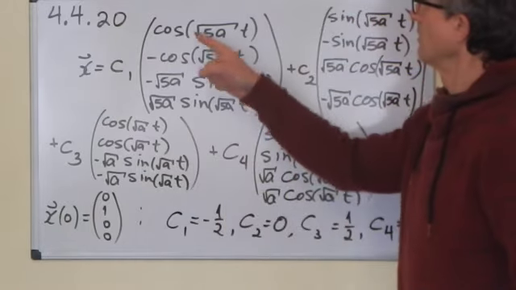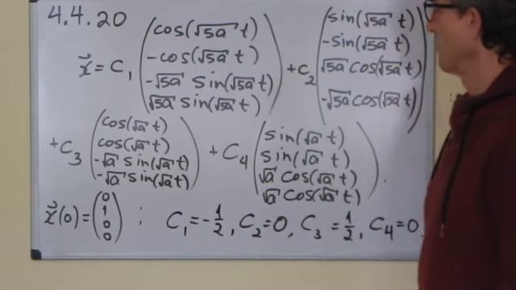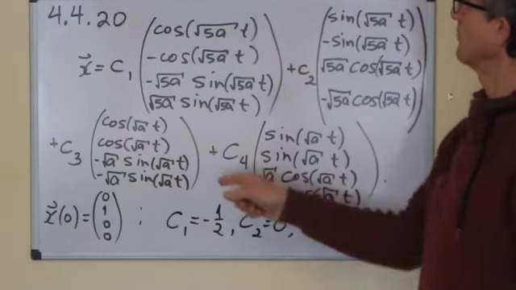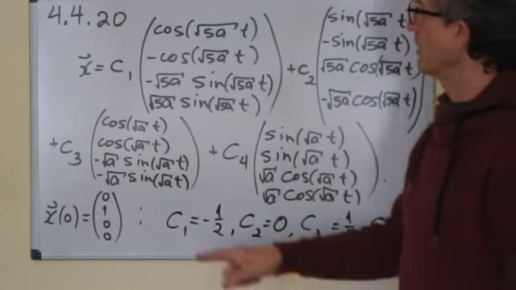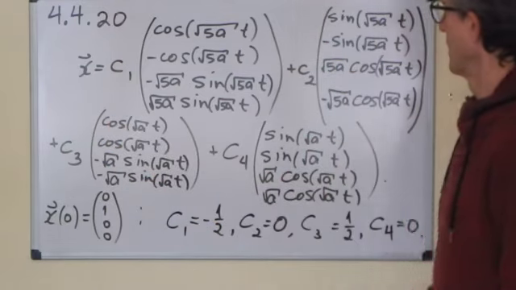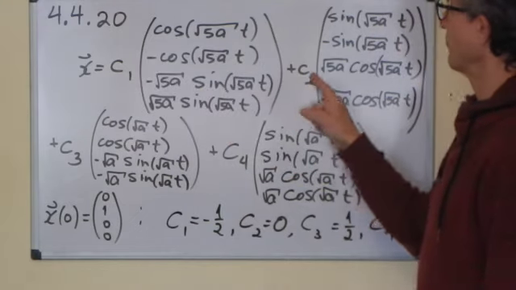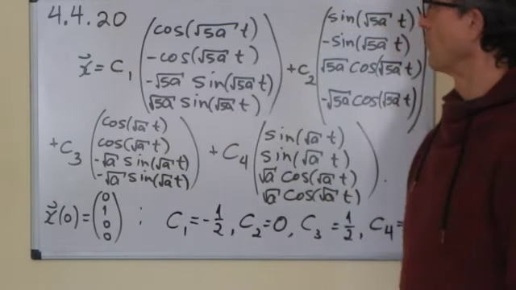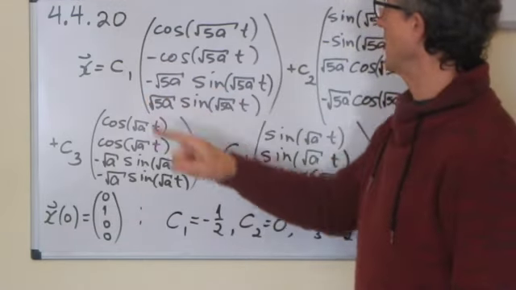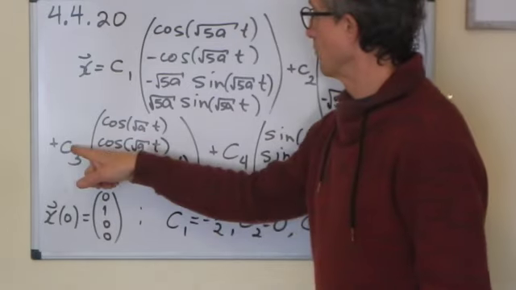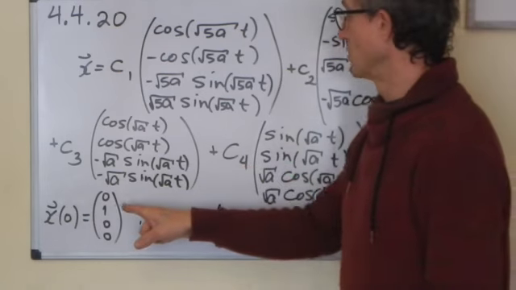At time 0, cosine of 0 is 1, and sine of 0 is 0. So for example, in the first row from this, I get C1, C2 does not appear, plus C3, and C4 does not appear. So in the first row, I get that C1 plus C2 is equal to 0, or that C2 is minus C1. In the second row, I get that minus C1 plus C3 is equal to 1.